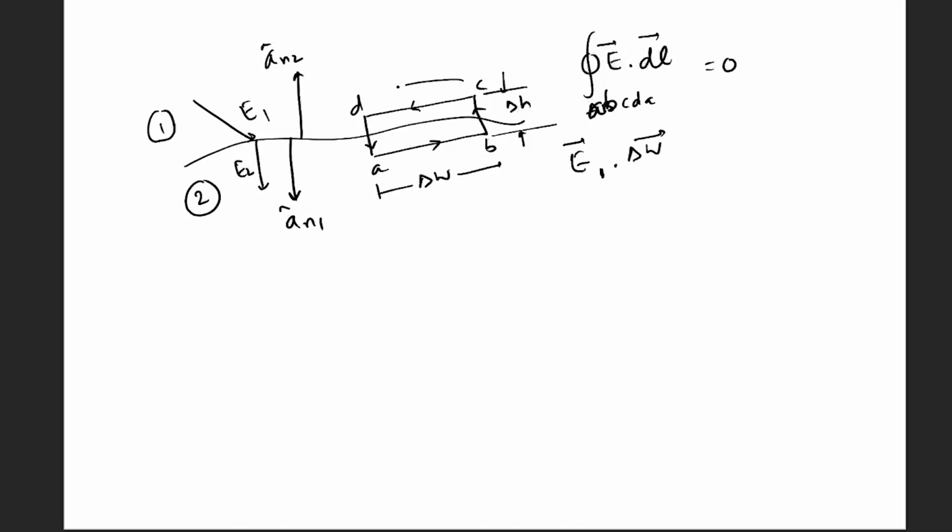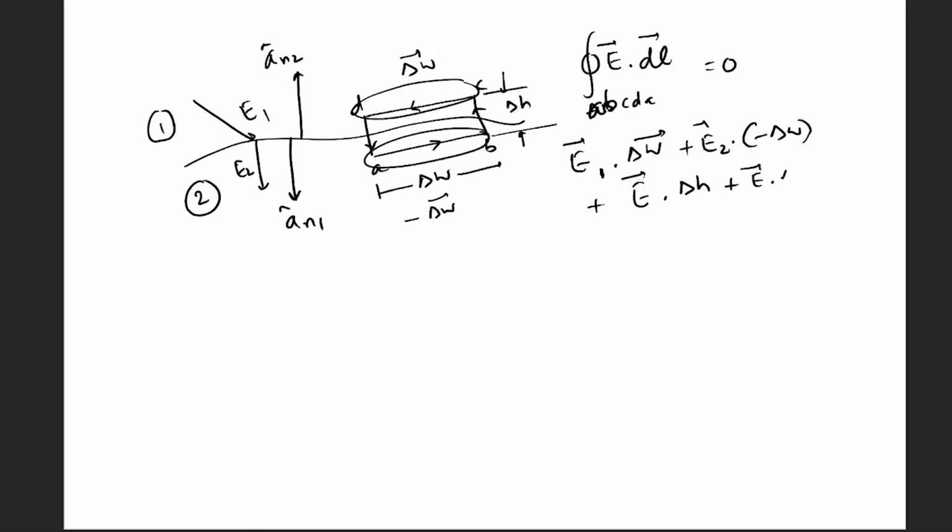Now delta W in this vector is equal to minus of delta W in this vector. So these two vectors are equal but opposite in direction. So for this part, if it is E1 dot delta W, for this part it will be E2 dot minus delta W, plus E field dot delta H plus E field dot delta H. A minus sign will be there. If this is plus delta H, this will be minus delta H, and it should be equal to 0.